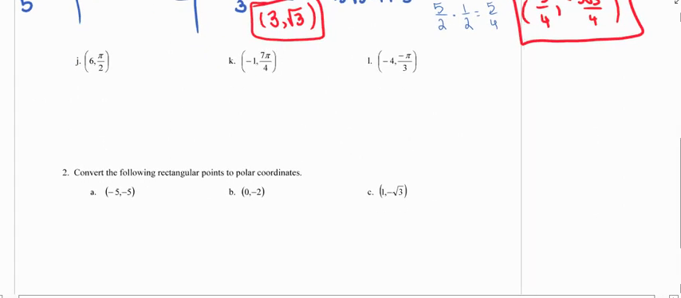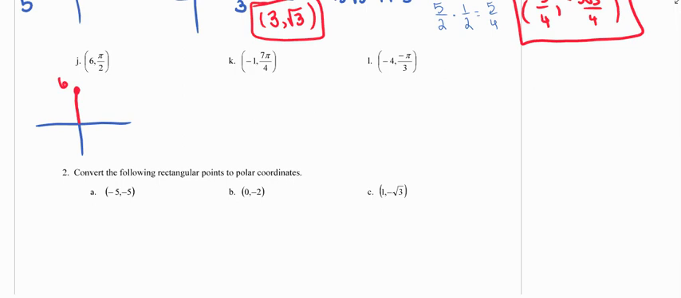Letter J says 6 comma pi over 2. So pi over 2 is going to put me up here. I'm going to move 6 units up. So there's my point. So I've moved 0 units left and right, 6 units up, making that ordered pair in the xy plane 0, 6. And again, I love those that end on an axis because I don't have to worry about my triangles, and it makes them just a little easier. All right, maybe a lot easier.